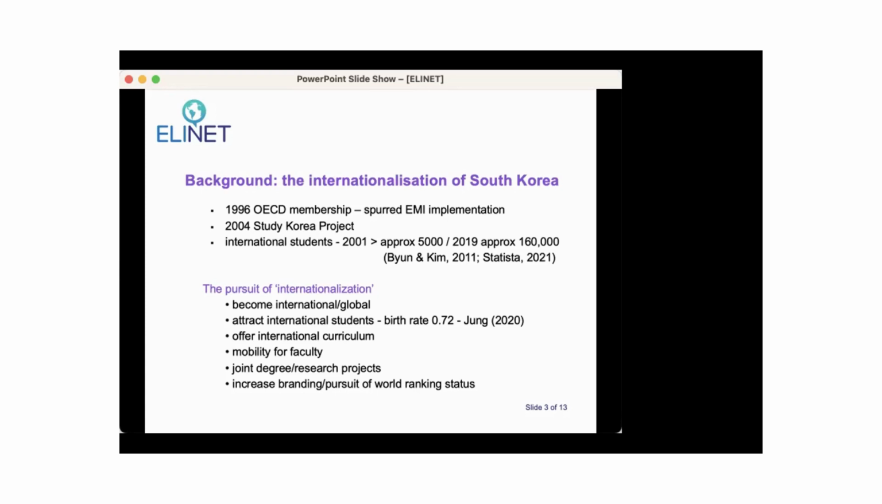On this slide as well, we see the motivators for the pursuit of internationalization in South Korea. And just to comment on one of them, attracting international students to South Korea is a means of survival for some South Korean universities as the birth rate is declining.